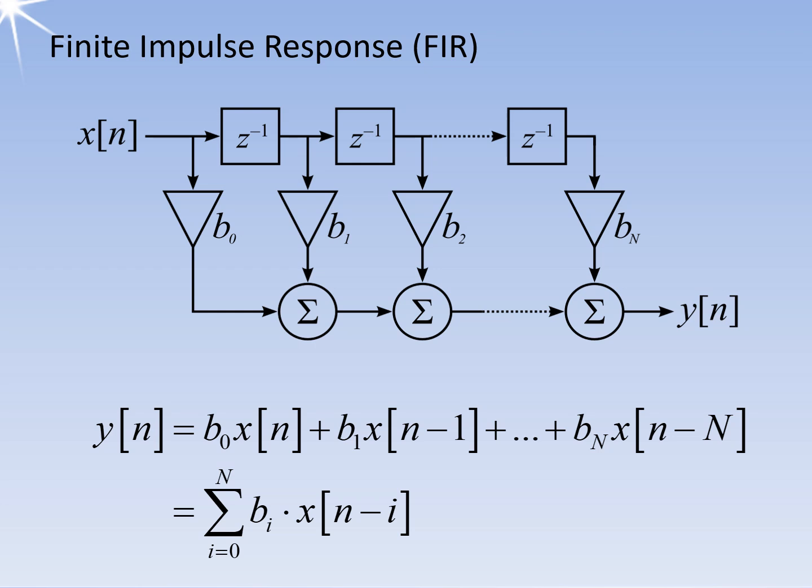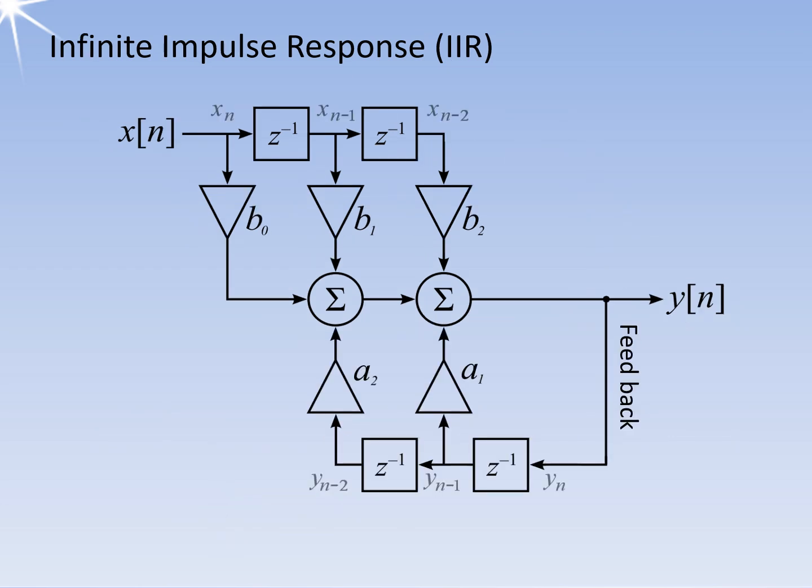b_i is the value of the impulse response at the ith instant for 0 ≤ i ≤ n of an nth-order FIR filter. The z^-1 block is a unit delay. If the filter is a direct form FIR filter, then b_i is also a coefficient of the filter, and n means the filter order. The figure shows an infinite impulse response, abbreviated to IIR filter, of second order, n equals 2.